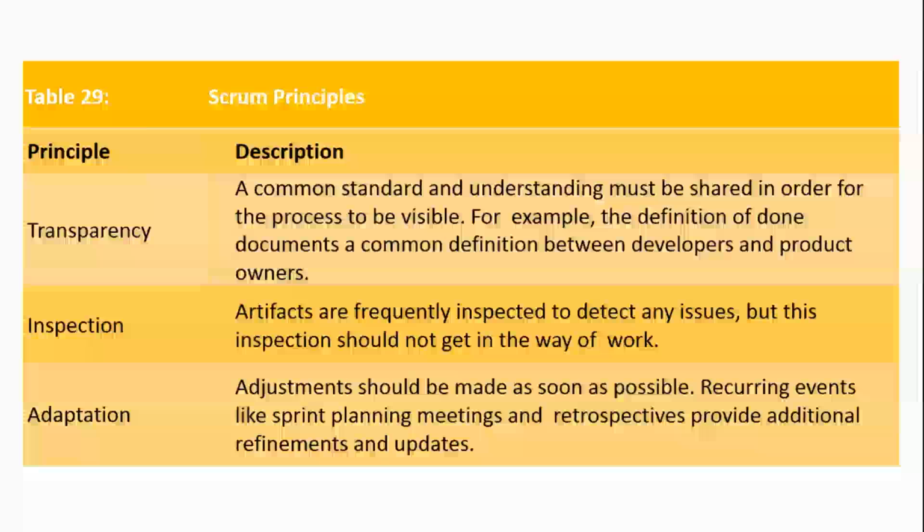We talk about inspection. Artifacts are frequently inspected to detect any issues, but this inspection should not get in the way of work. And lastly, adaptation. Adjustments should be made as soon as possible. Recurring events like sprint planning meetings and retrospectives provide additional refinements and updates.